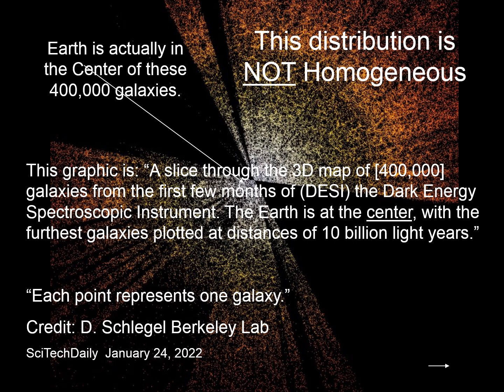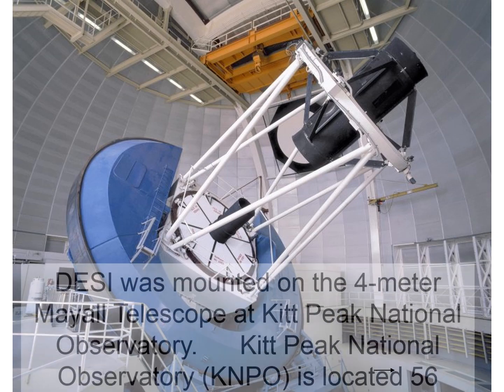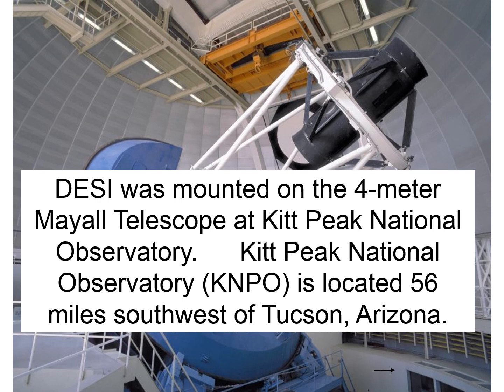This graphic is a slice through the 3D map of 400,000 galaxies taken from the first few months of the Dark Energy Spectroscopic Instrument. Very slow Earth is at the center, with the furthest galaxies plotted at distances of up to 10 billion light years from Earth. Each point represents one galaxy. This was posted by Science Tech Daily, January 24th, 2022. DESI was mounted on a 4-meter Mayall telescope at Kitt Peak National Observatory, located 56 miles southwest of Tucson, Arizona.